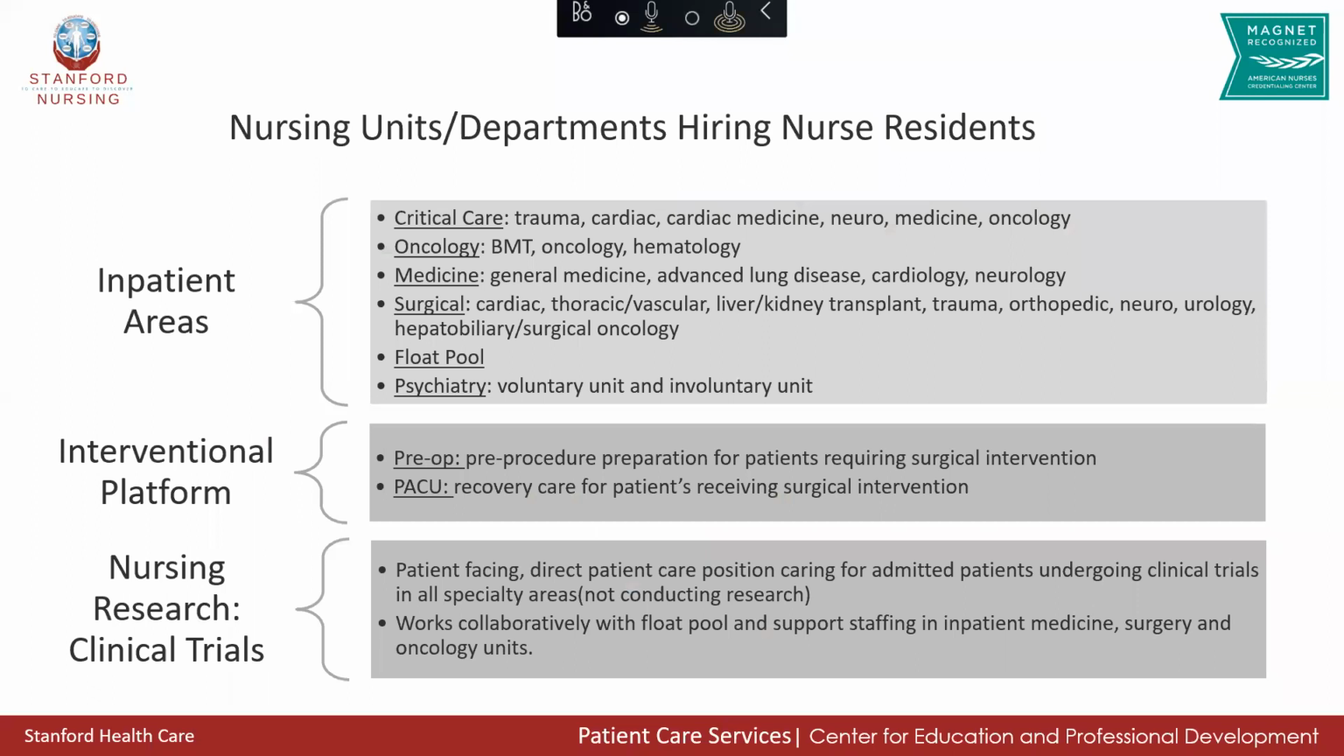So where are we hiring for our March cohort? For our March cohort, we are hiring into all of our inpatient areas. So that is all 6 ICUs, that's trauma, cardiac surgery, cardiac medicine, neurosurgery, medicine, and oncology. We have 6 oncology units that are hiring. So that's BMT, oncology, and hematology. All of our medicine units are hiring: general medicine, advanced lung disease, cardiology, and neurology.